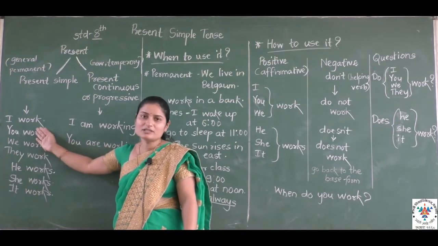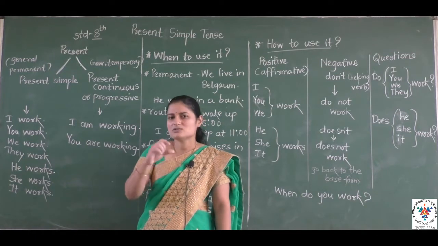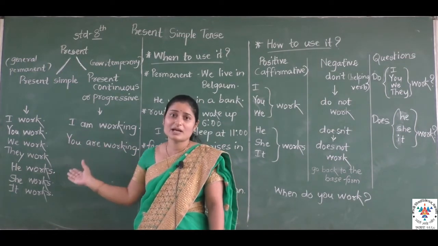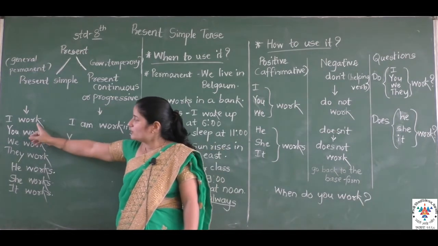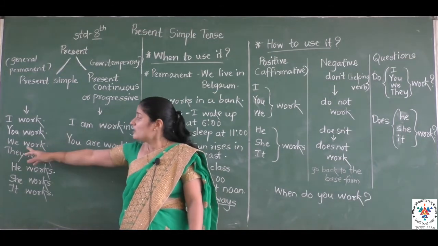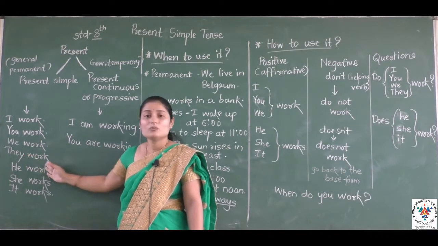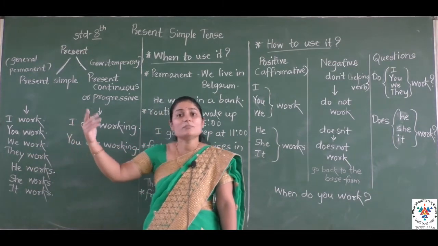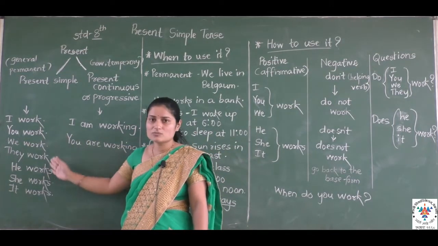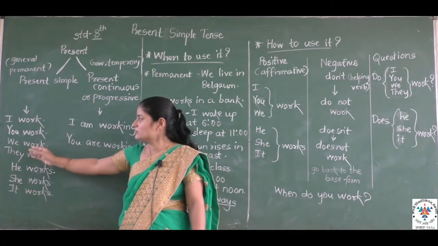I work in a bank. I work in a school. Understood? So it is more or less a general way of speaking, or a more or less permanent activity. I work in a school. You work in a bank. We work in a school. They work in a bank. Whatever you can say. So these are the simple forms of first and second person: I work, you work, we work.